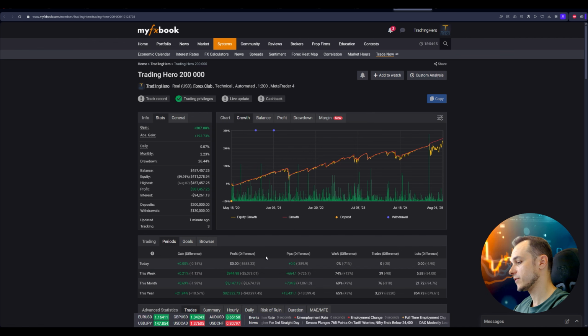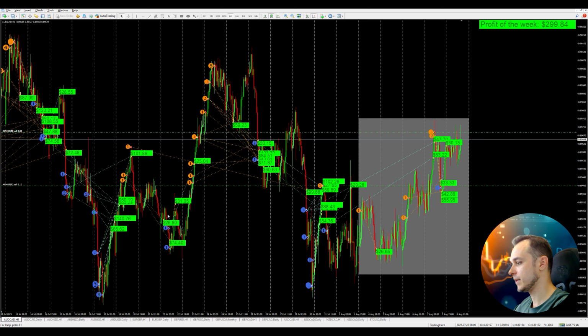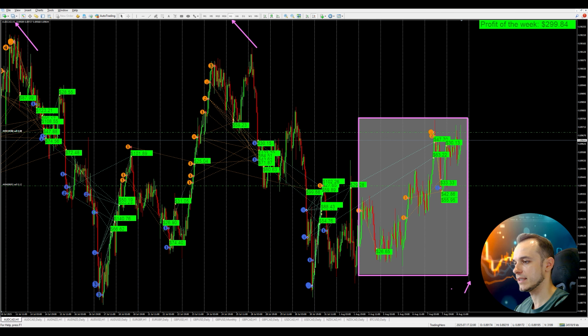Let's switch to the MetaTrader platform and check all the trades we made this week. The first currency pair is the Australian dollar against the Canadian dollar. We are on an hourly time frame, and each vertical line separates one trading day. The gray rectangle highlights the trading area of the current week.